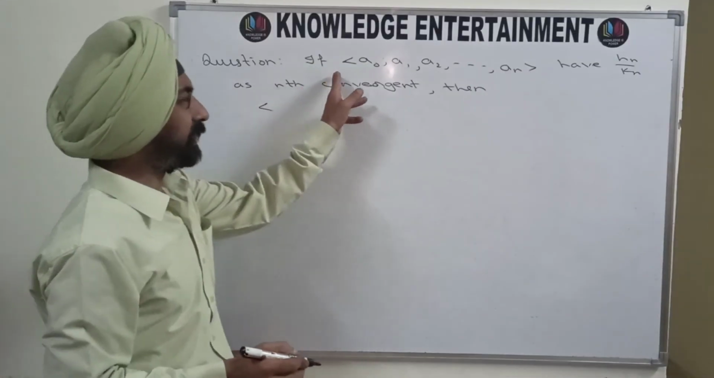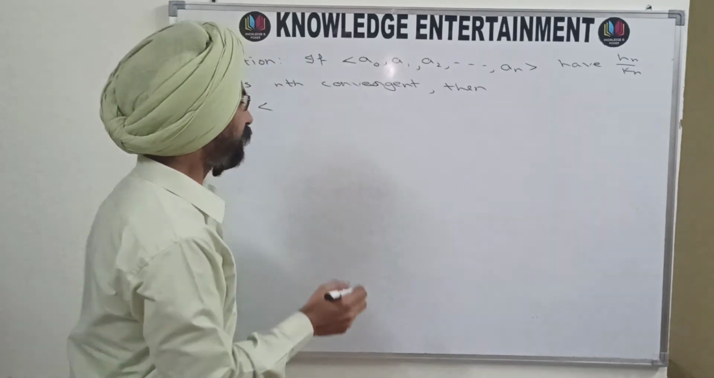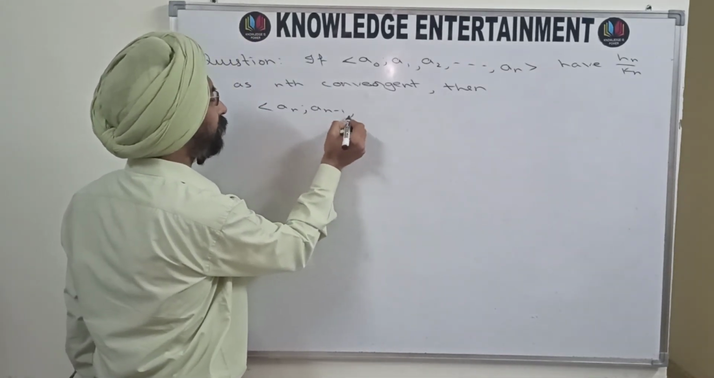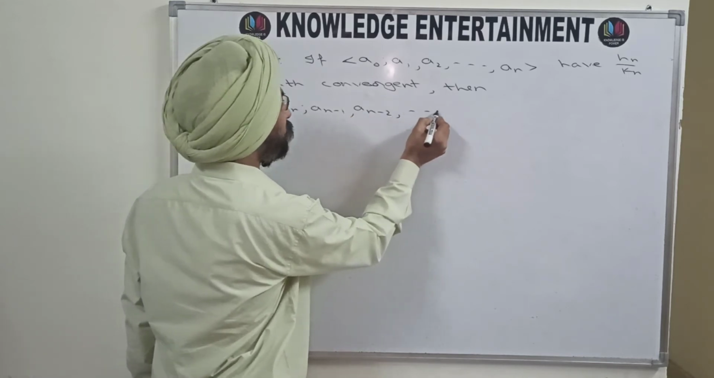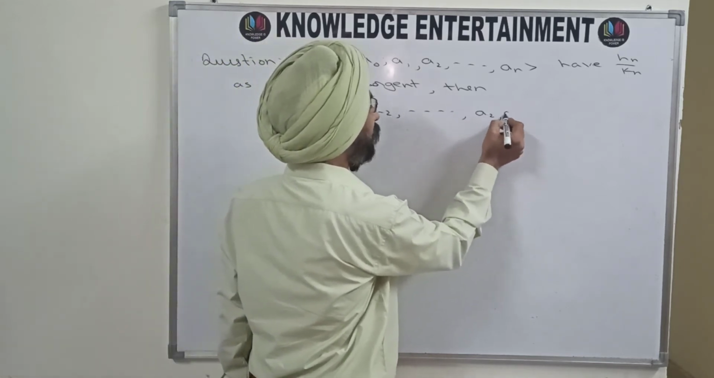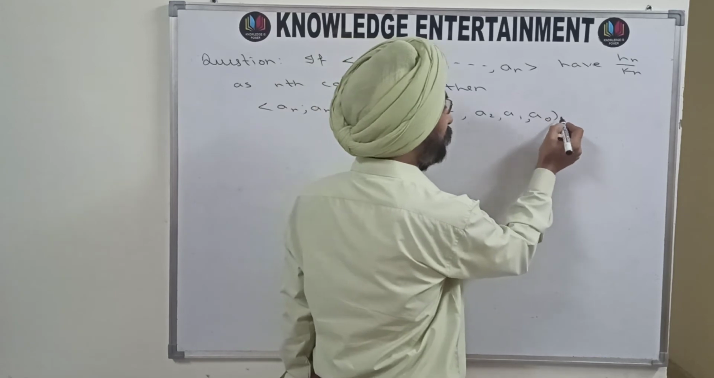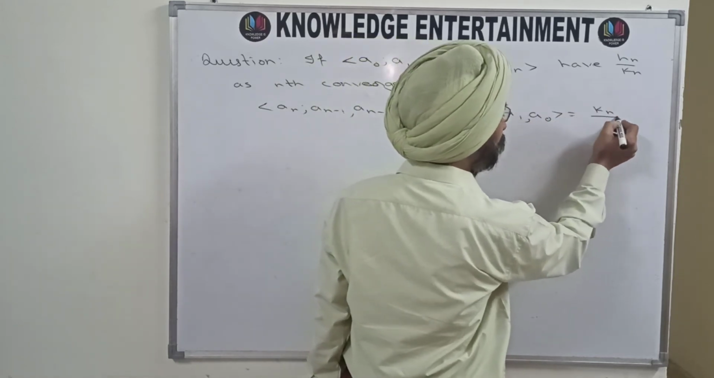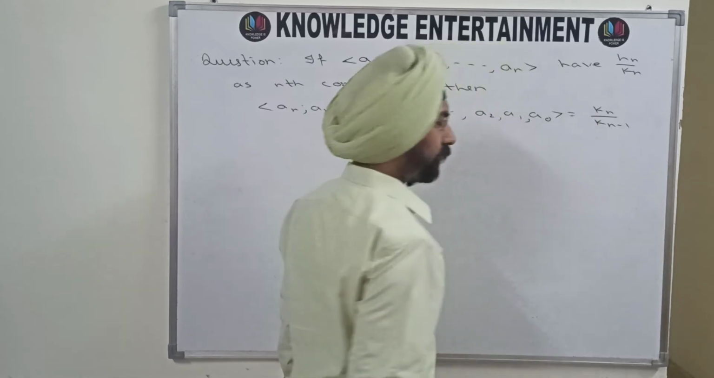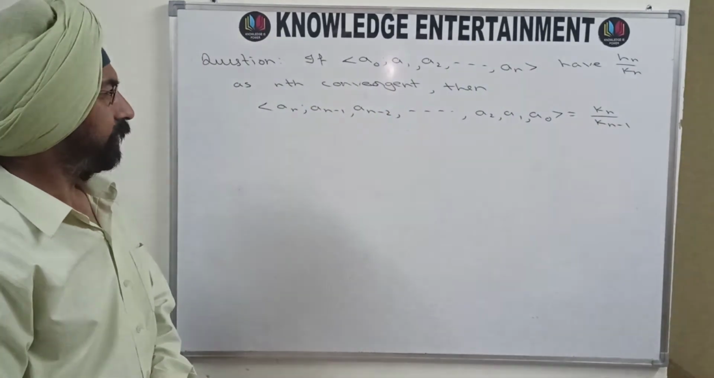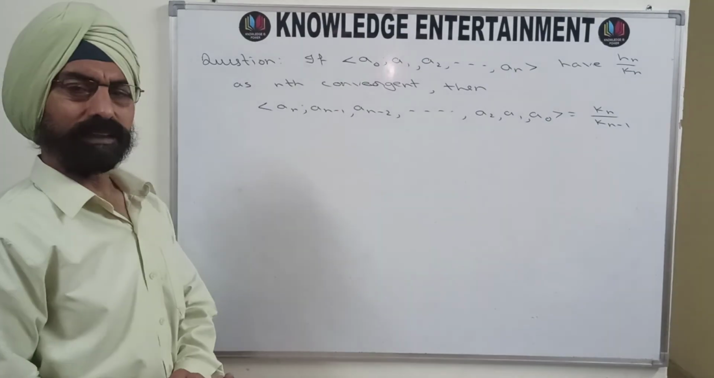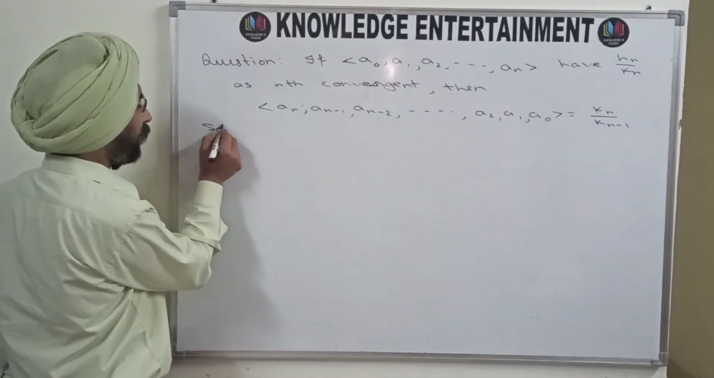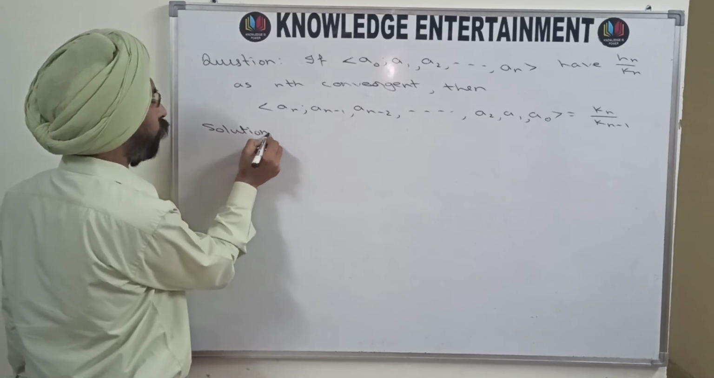the reverse continued fraction a_n, a_{n-1}, a_{n-2}, and so on, a_2, a_1, a_0, is equal to k_n upon k_{n-1}. This is a very important, and in fact very easy, question. So let us see how to prove it.